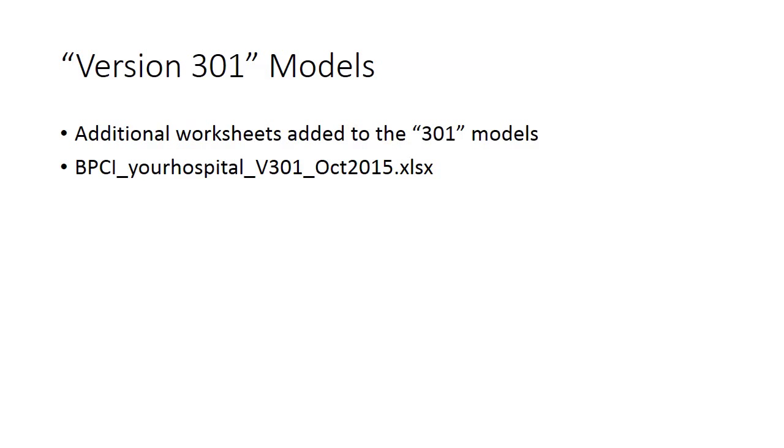The new worksheets and features we've added come out with the version 301 models. These were released in October 2015. You can tell whether you've got the 301 model or not by the file name. If your file name contains V301 in it, you are working with the current version. Subsequent months will also be the version 3 files or subsequent versions of them.